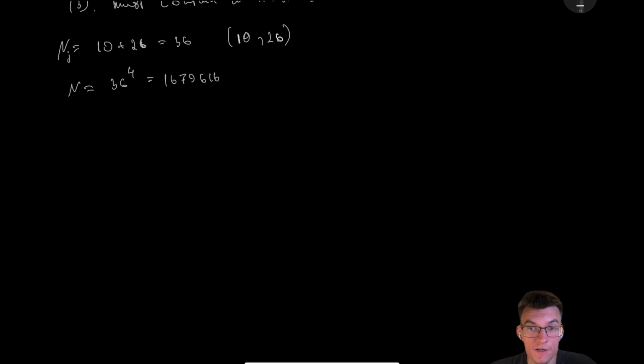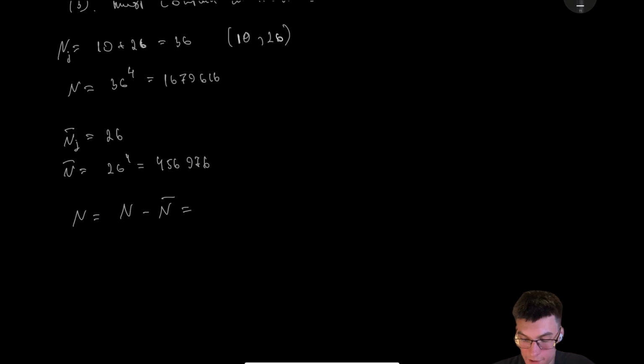Now we just need to subtract the number of passwords with no numbers. If we don't have any numbers, each position can only be one of 26 letters. So the total number of passwords without any numbers will be 26 to the power of 4, which equals 456,976 possible combinations. Therefore, to find the number of valid passwords, we subtract: n minus n bar, where n bar is the number of passwords without any numbers. It will be 1,222,640 possible ways.